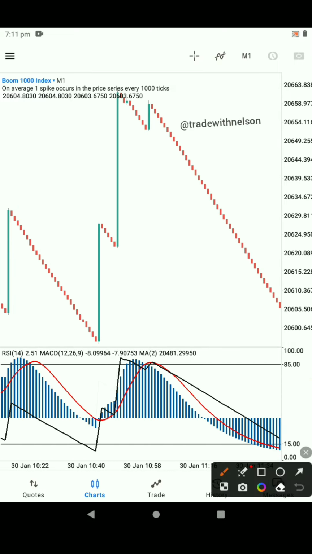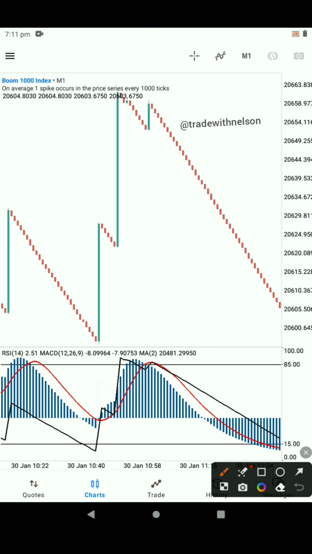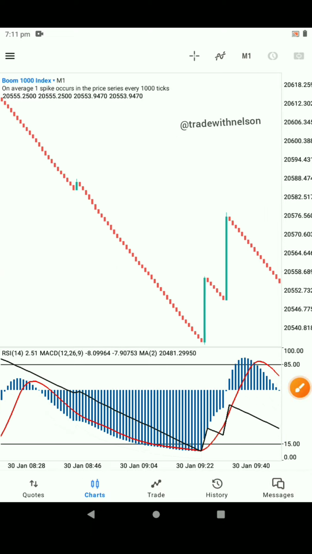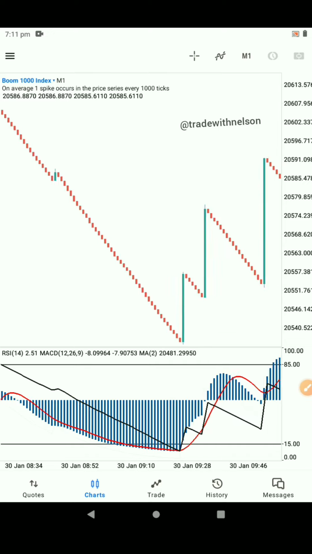So as you can see on my chart, I am on the 1 minute chart and this is Boom 1000. This strategy works on Boom 500, 900, 600, including Crash 500, 900, 600, and Boom and Crash 1000. For the 300 it's not that accurate, but for the rest it is very accurate.